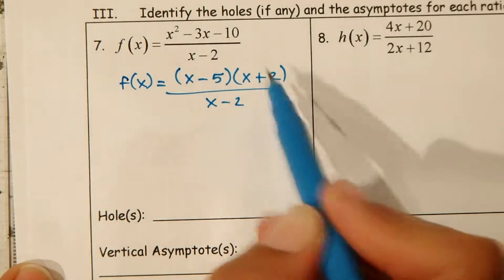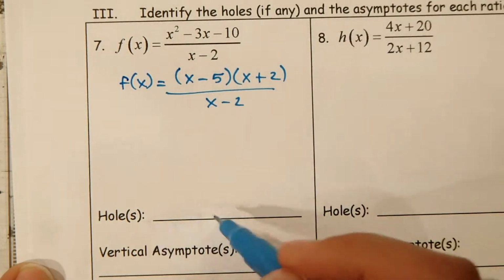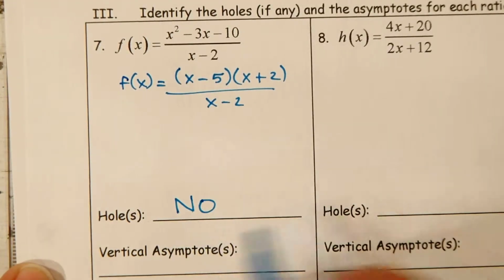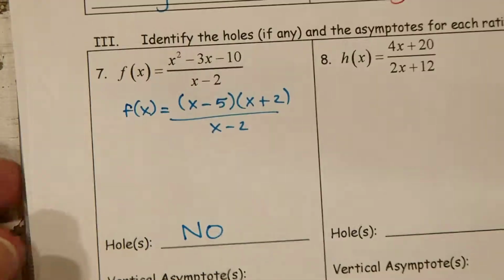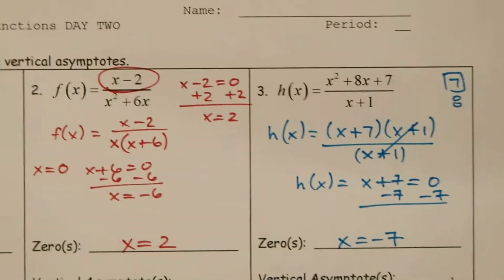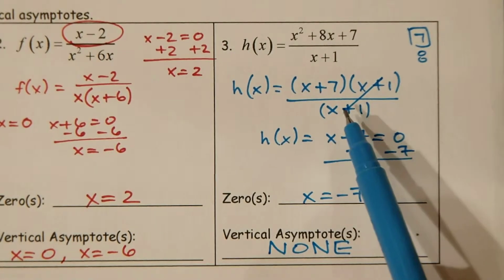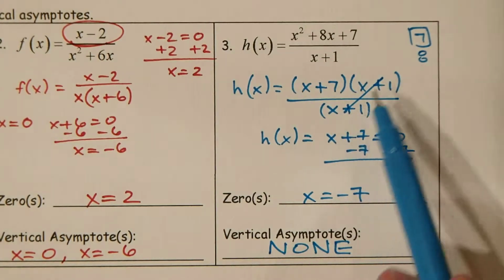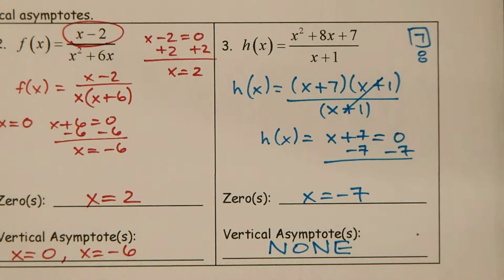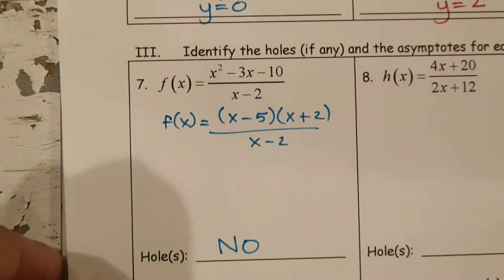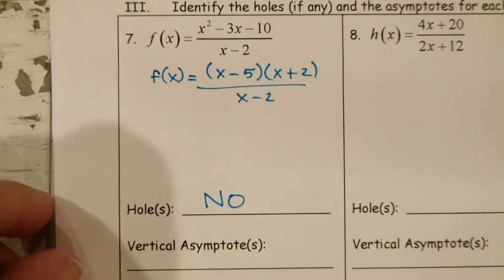Now, nothing cancels out. This is a plus and this is a minus, so we can't reduce that. So there's going to be no hole. Holes only occur in a situation like this. If you look at number 3 here, we had an x plus 1 and an x plus 1. Those reduced. Therefore, there's a hole located at that point. Here, nothing reduced, so there's no hole.